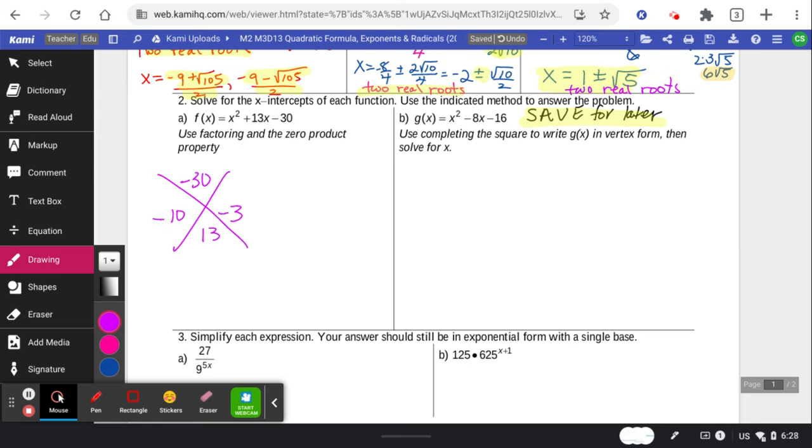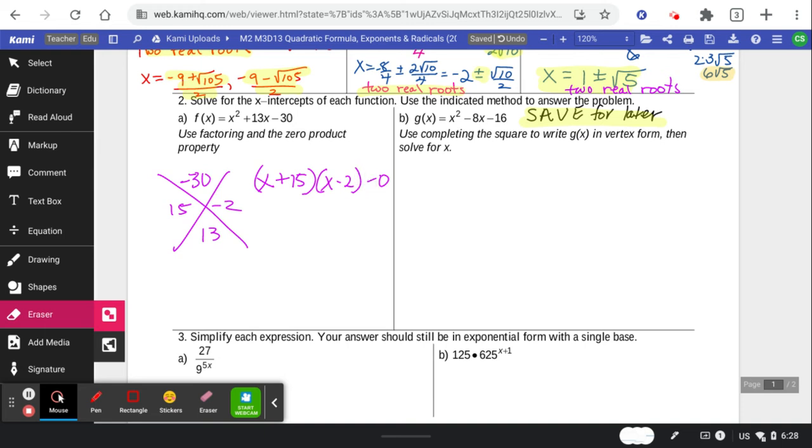Oh, does that work out? No, it does not. And so what else times what else equals 30? You got it. It needs to be 15 and 2. So is it 2 minus 15 or 15 minus 2? There you go. So we get x plus 15, x minus 2. Those 2 factors are equal to 0 so that we can use the zero product property.